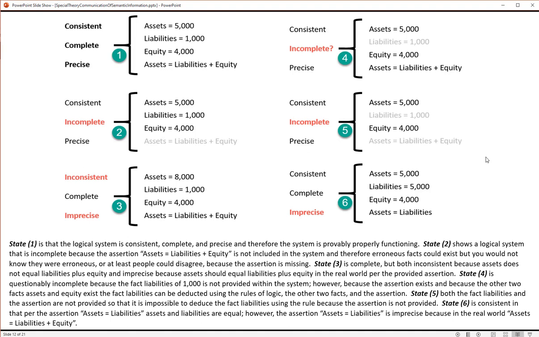assets equals liabilities. That's imprecise. That's not what exists in reality. In reality, it's assets equals liabilities plus equity. So the rule's wrong and the facts are also incorrect, even though the facts that are reported do agree with the rule, but it's imprecise.